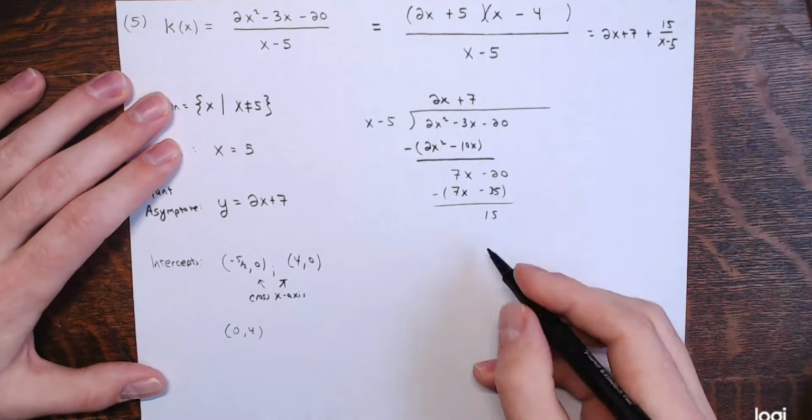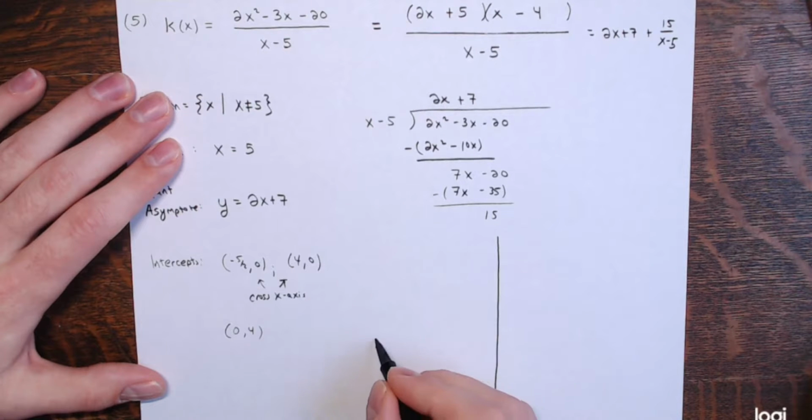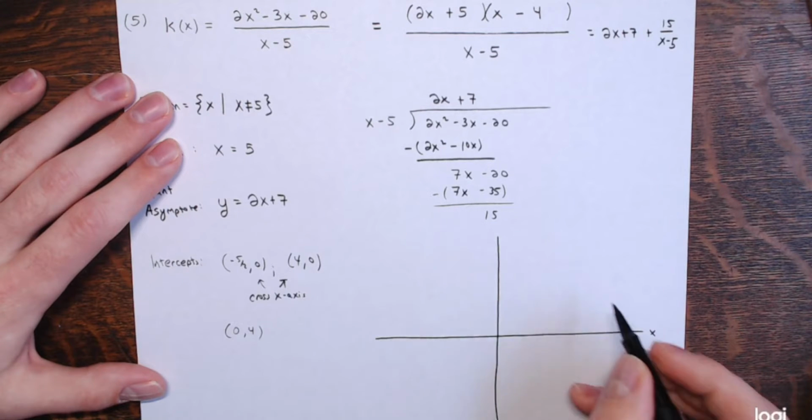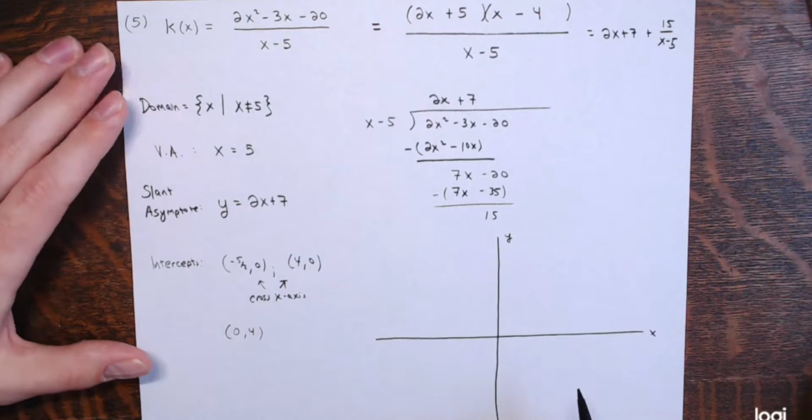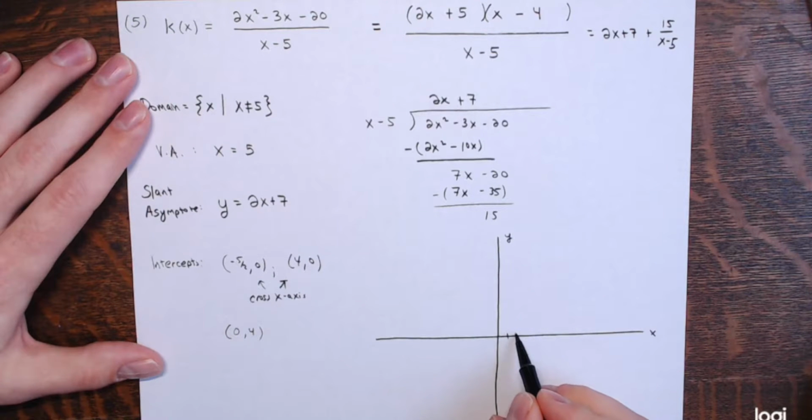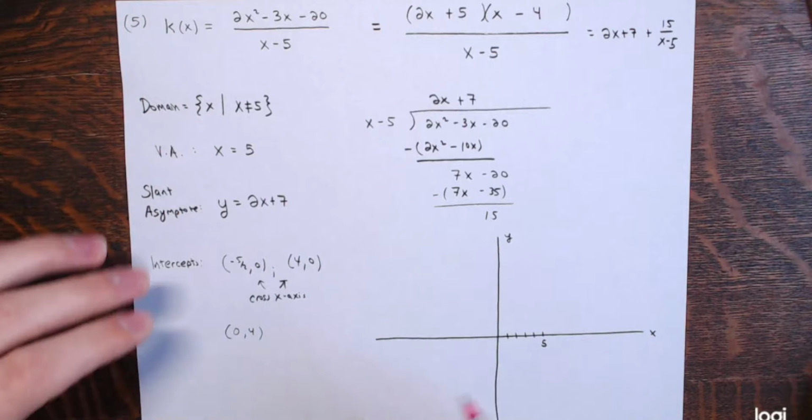All right, let's take a look. All right, so I'll make a rough sketch over here. Pretty tiny. Yeah, so we have x equals 5. Should be the vertical asymptote.